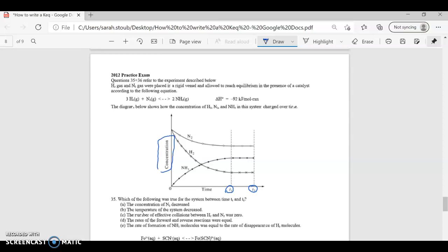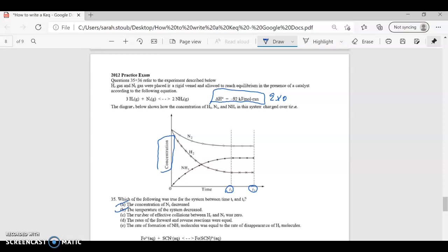So that way A, concentration N2 decreases, cannot be a good answer. It's not a true statement. B says the temperature of the system decreased. Now, they don't really tell us anything about the temperature during that time, but even if any temperature did change, it's an exothermic reaction, so there's no way that the temperature would decrease.